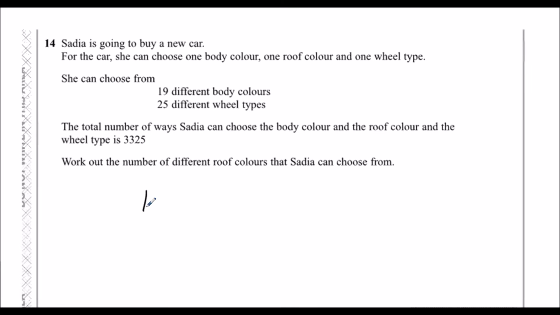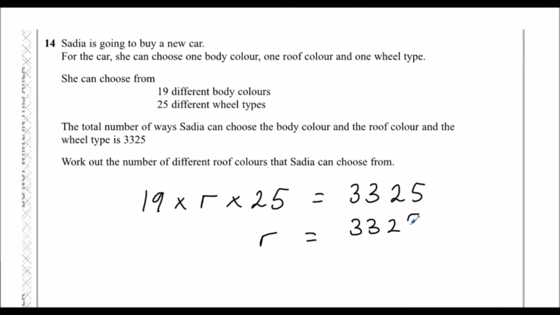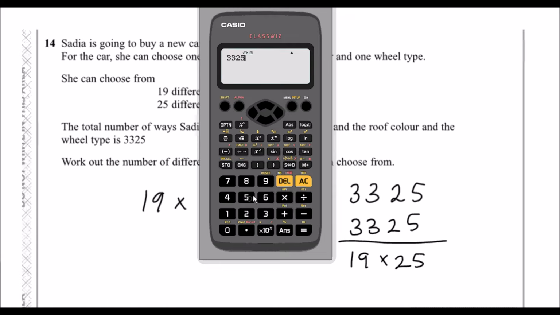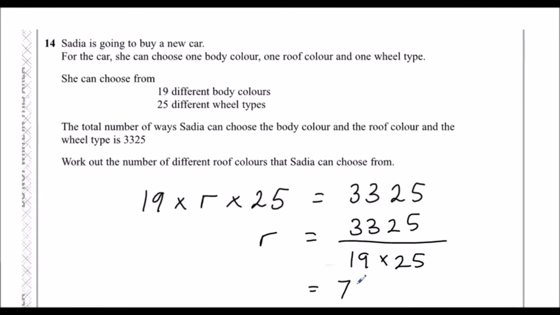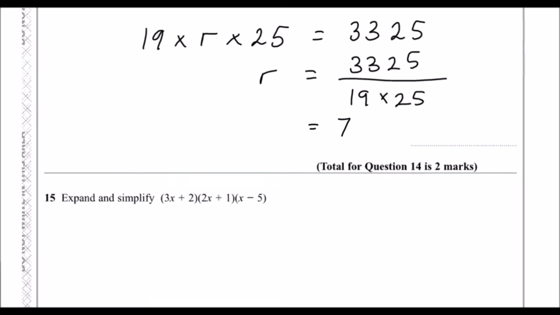So 19 body colors times the number of roof colors times the number of wheel types must equal 3,325. So the number of roof colors must be 3,325 divided by 19 times 25. 3,325 over 19 times 25 is 7. So there must be 7 roof colors.